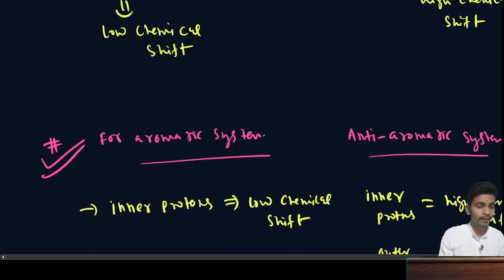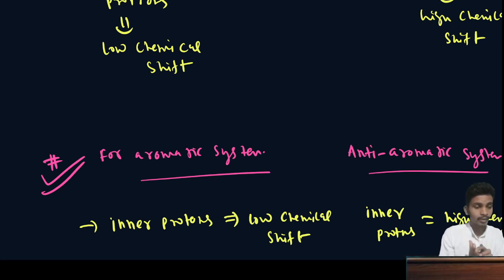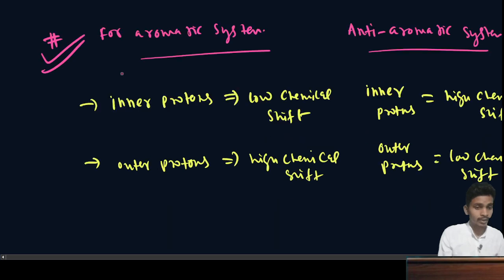So if I define it, for anti-aromatic systems, what is the anisotropic effect? We say that anti-aromatic systems generate a pi electron ring which is in the same direction as the applied magnetic field. Unlike aromatic systems, where the pi electron ring is in the opposite direction of the applied magnetic field, for anti-aromatic systems the induced magnetic field is in the same direction as the applied magnetic field. That's why these two are opposite to each other.